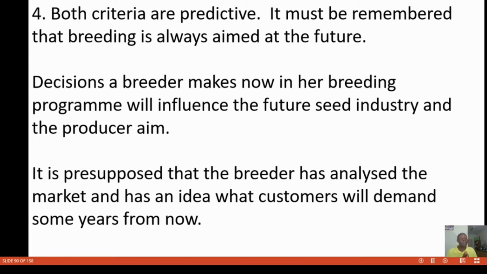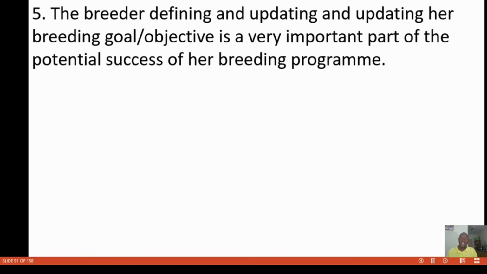So now the decisions a breeder makes in her breeding program will in effect influence the future seed industry and the producer aim. Remember, the producer aim, the farmer aim, is really served by the materials or the cultivar that the breeder hands to the producer. So it is presupposed that the breeder has analyzed the market and has an idea as to what consumers will demand some years from now. So in the process, the breeder will be defining and updating her breeding goal or objective, and that's a very important part of the potential success of her breeding program.